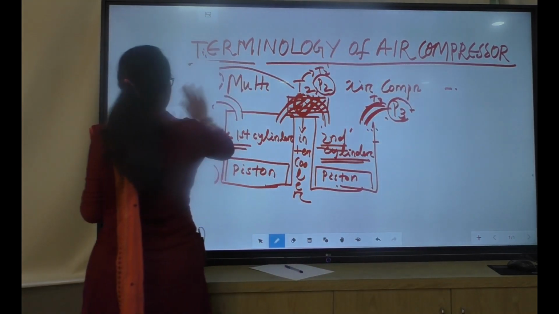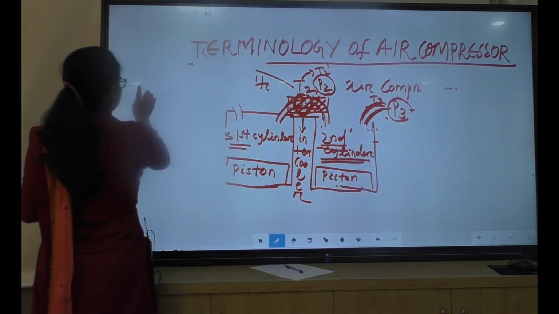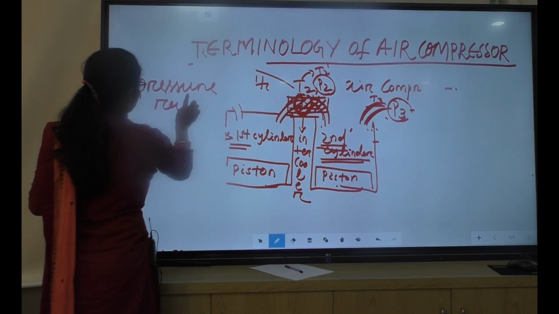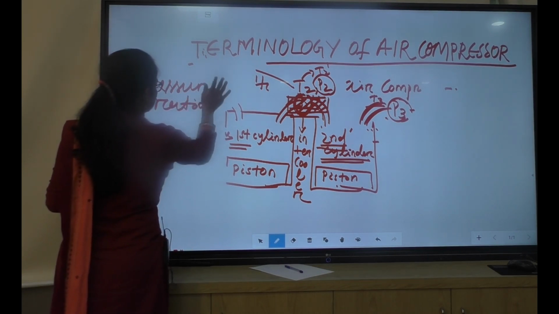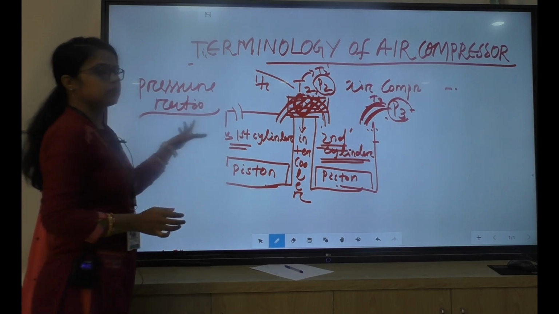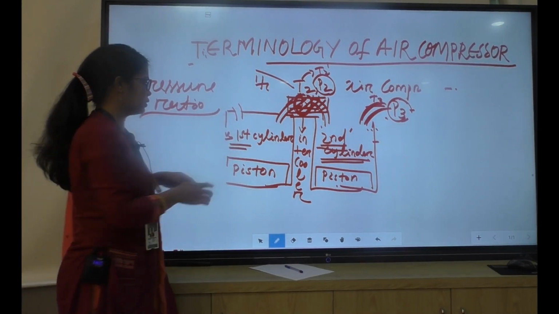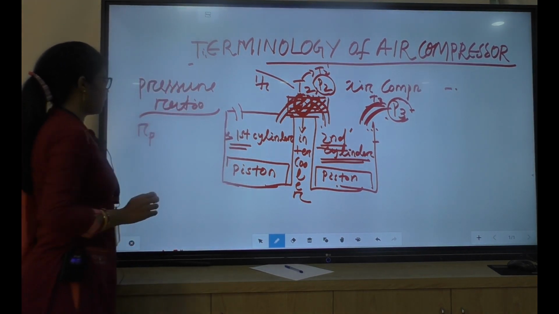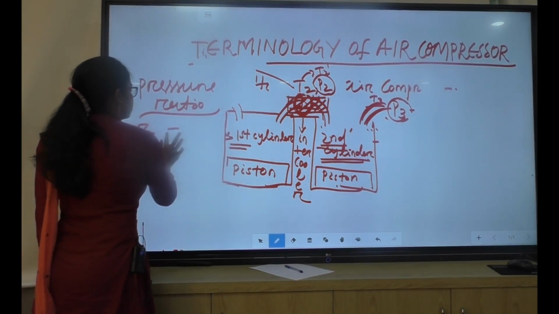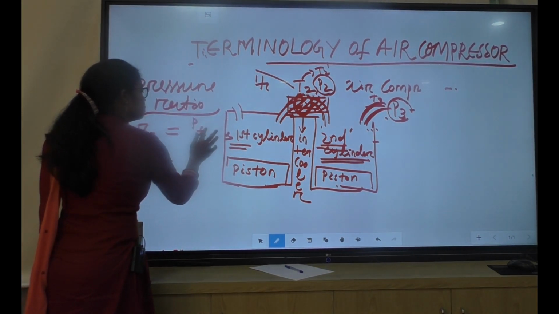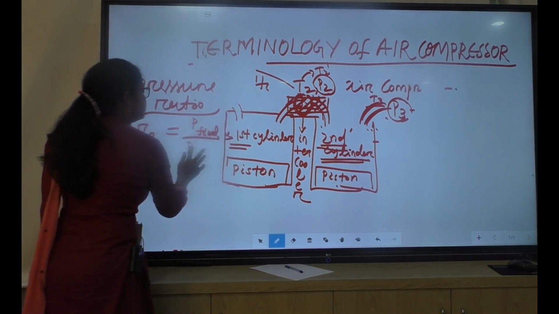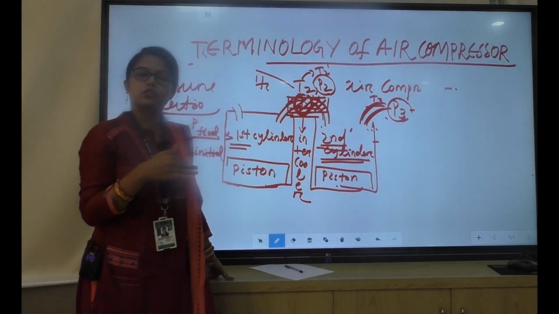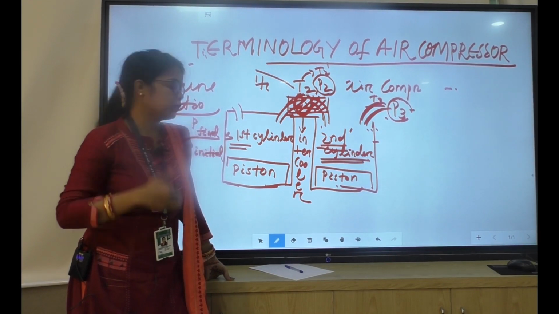Here I will tell you about pressure ratio. In the first class I had also mentioned pressure ratio, but here it is needed because we are studying multi-staging. So what is pressure ratio? It is symbolized as RP, that is the final pressure to the initial pressure. That means it is the ratio between the pressure after compression and the pressure before compression.